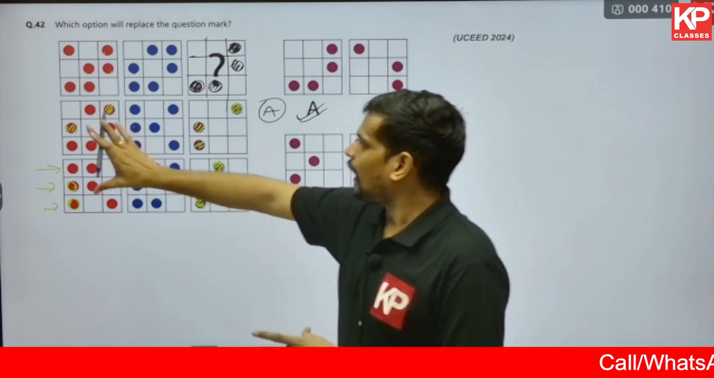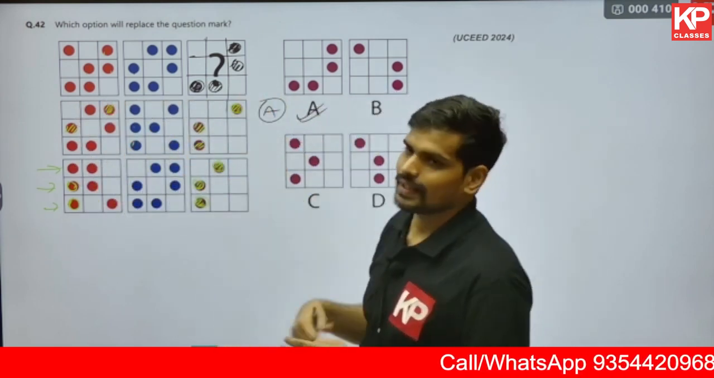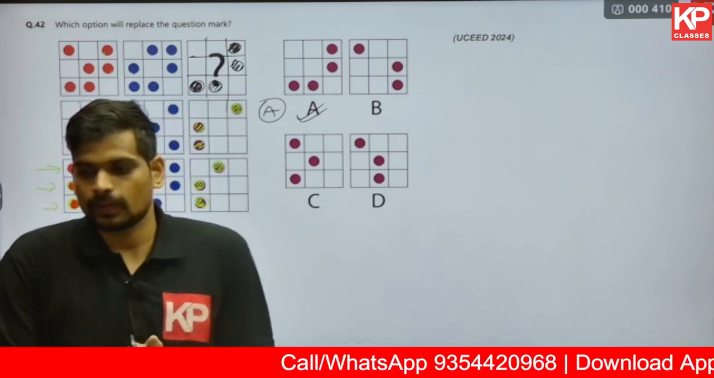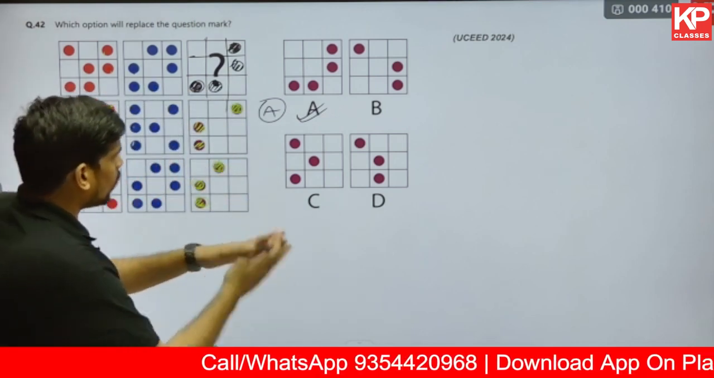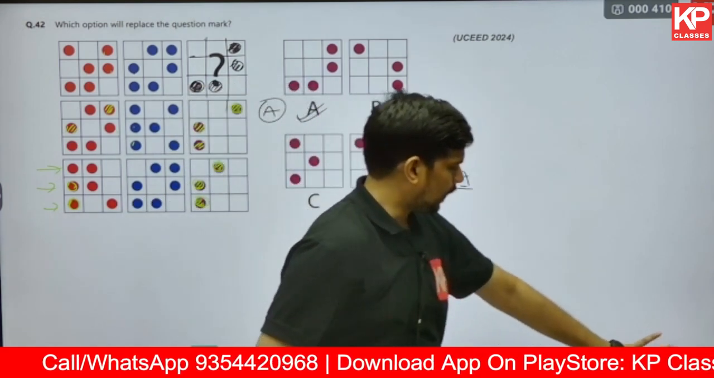So it means there is some particular coding in it. 1 plus 2 is equal to 3. So that's the logic, and that's how you need to see if there are common elements in all the figures of the question and also the options. So that's how you need to work. So the correct answer for this question will be option A.